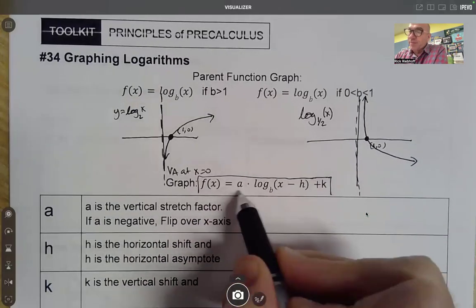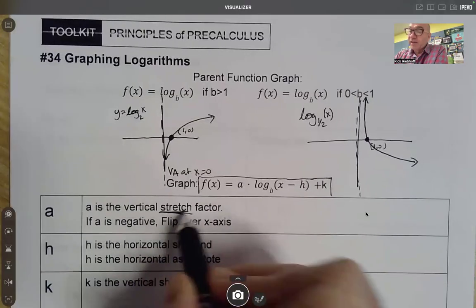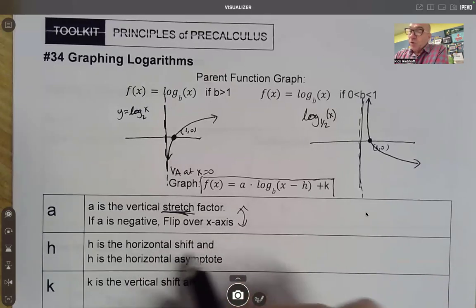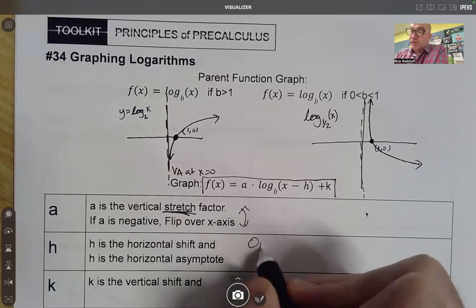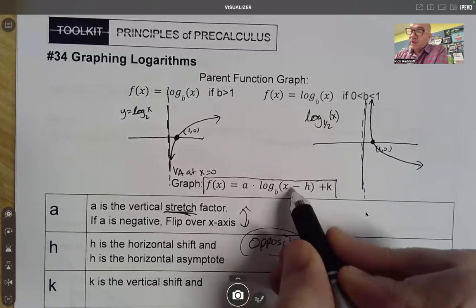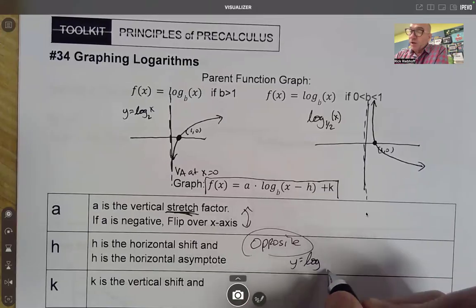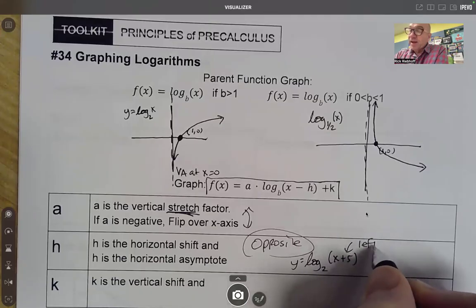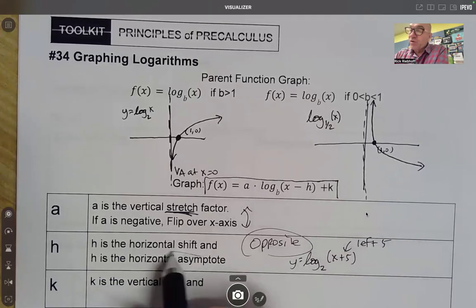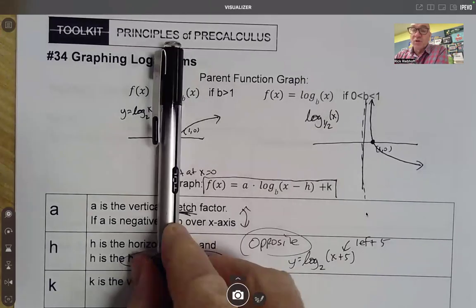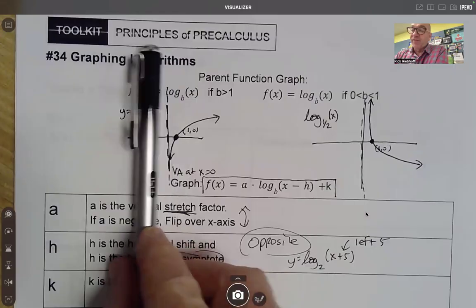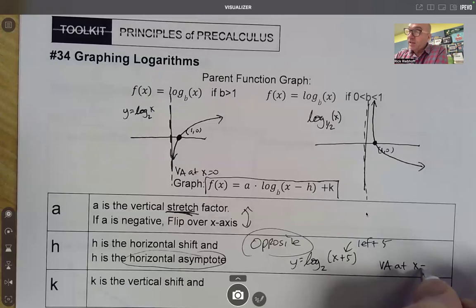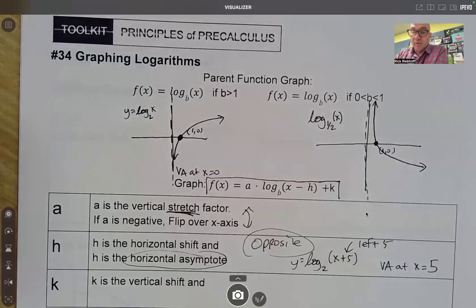All right, so A, if we go to this, I'll highlight this here. This should look familiar. If we have a multiplier out front, it's a vertical stretch. If A is negative, we're going to flip over the x-axis. H is our horizontal shift, right? It's the opposite of what's happening, right? So if we have y equals log base 2 of x plus 5, that means we're moving everything to the left by 5. It's also going to affect the asymptote. The asymptote's going to go with it. So if everything moves to the left 5, the asymptote's going to move over there. So we're going to have our vertical asymptote at x equals, for this case, negative 5.